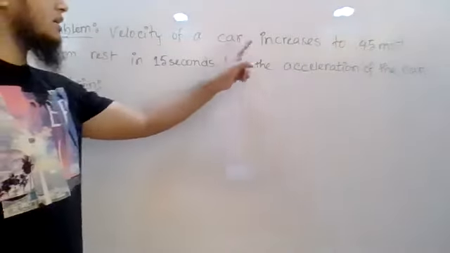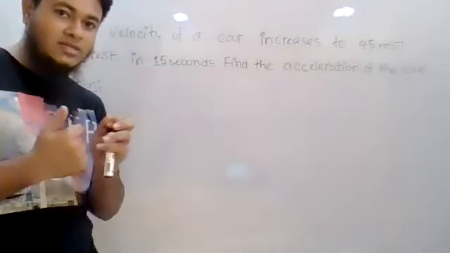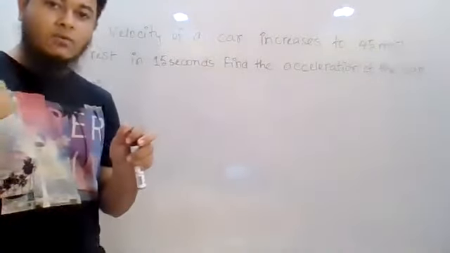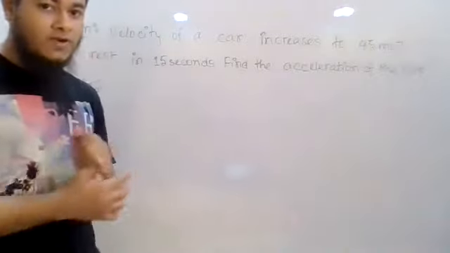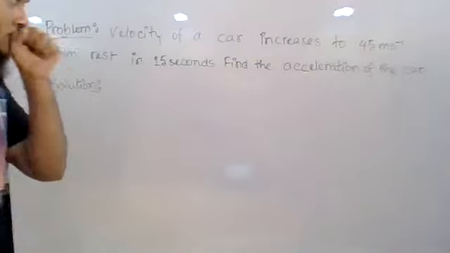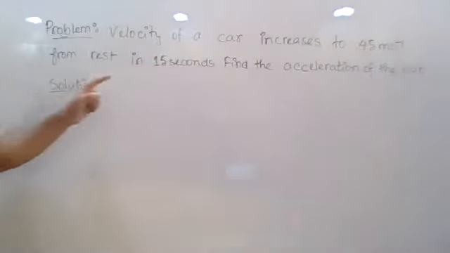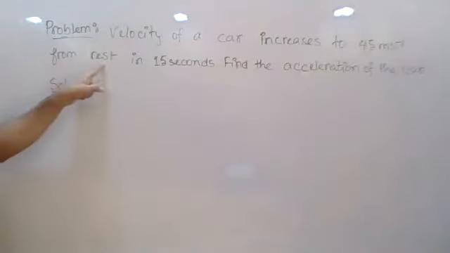Velocity of a car increases to 45 meter per second. That means previously it was something less. Now it has increased and become 45 meter per second. So that is the final velocity. So what is the initial velocity? It increases to 45 meter per second from rest.